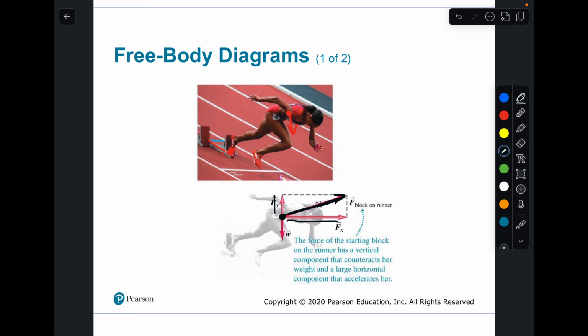And this is done purposely, right? This is going to help her launch and go faster, which is why you don't start from a perfectly upright position. You're starting from a position at an angle.